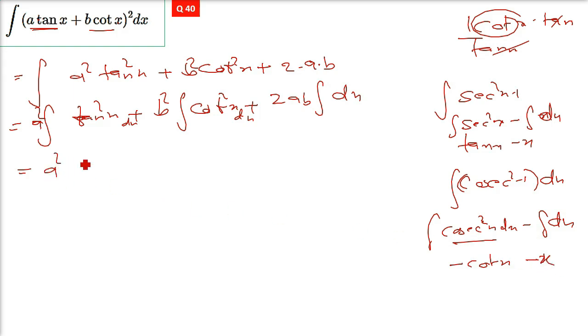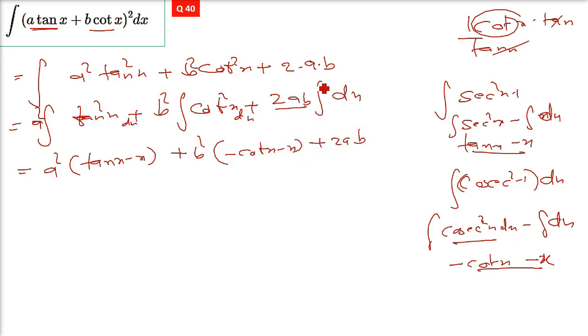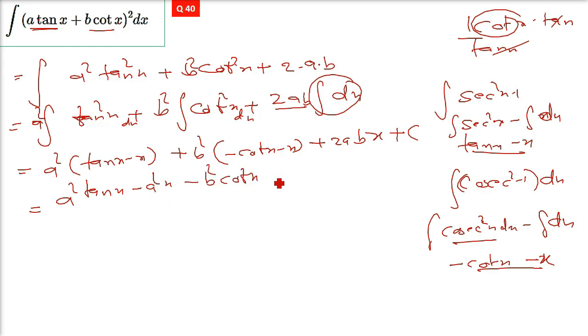Now let us write it here. A square, we have this tan x minus x here, plus b square, you have minus cot x minus x. So minus cot x minus x. Then we have this as twice ab. Integration of dx is x. And integration of this c is of course the constant of integration. So we have a square tan x minus a square x minus b square cot x, and this goes minus b square x plus twice abx plus c.